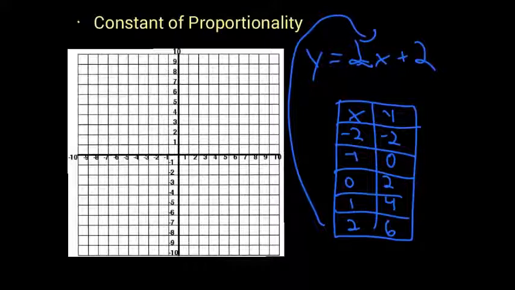So now I can plot these. I got a point at (-2, -2), (-1, 0), (0, 2), (1, 4), and (2, 6). Connect my points, then make a line, so I know I did that correctly.